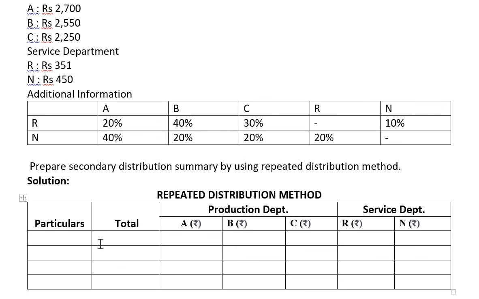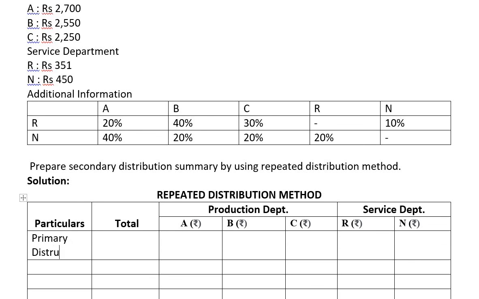Now over here I have already made the table. So the first column will be for particulars, the second for total. The next three columns will be for the expenses of production departments and the last two columns will be the expenses of service departments R and N. So first of all, let's start with the allocated expenses, which means the primary distribution, which is already given to us. Primary distribution, the total is 8301.